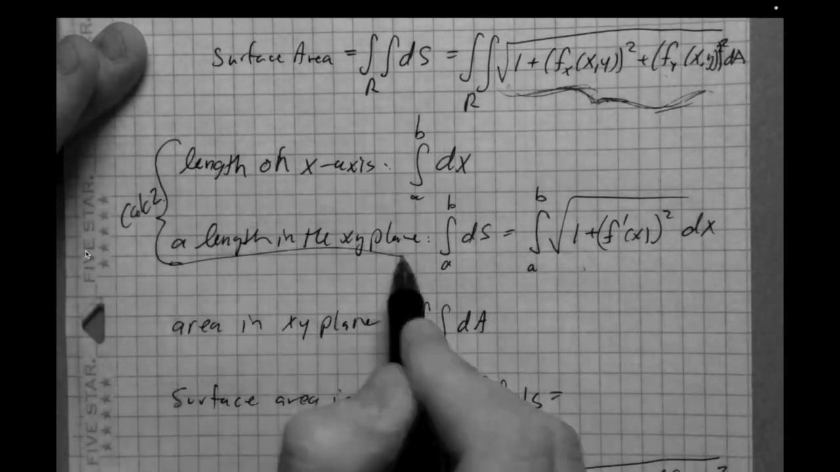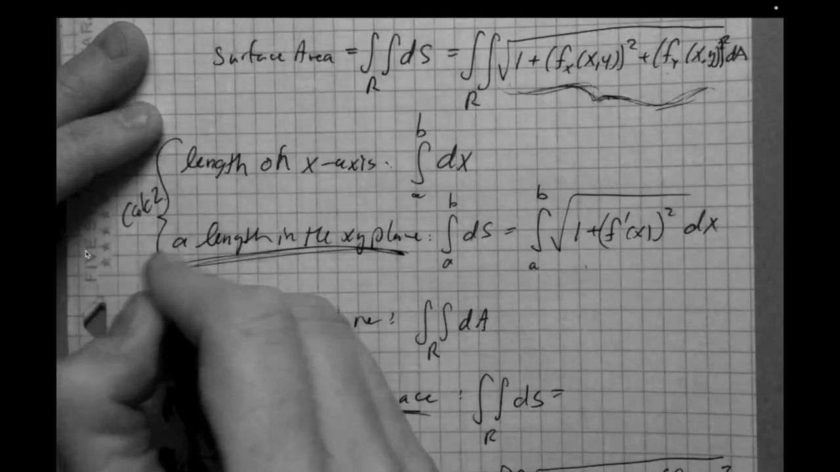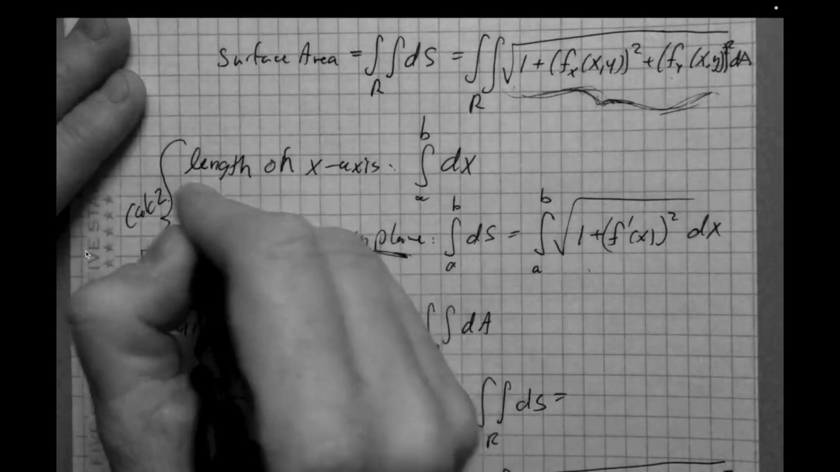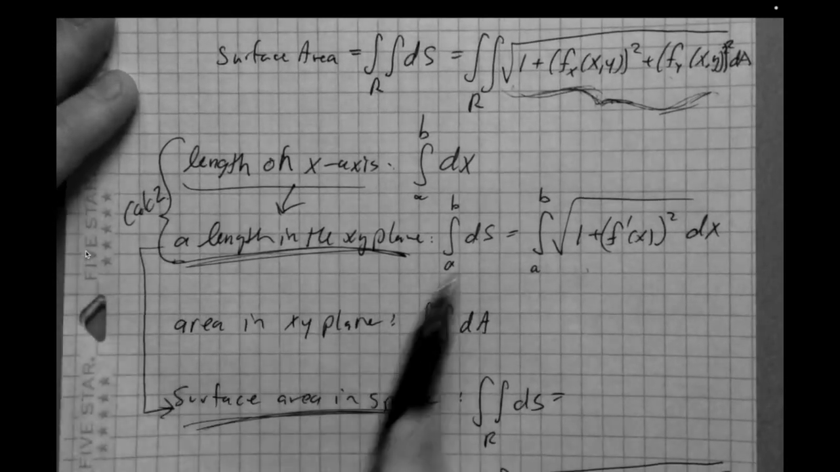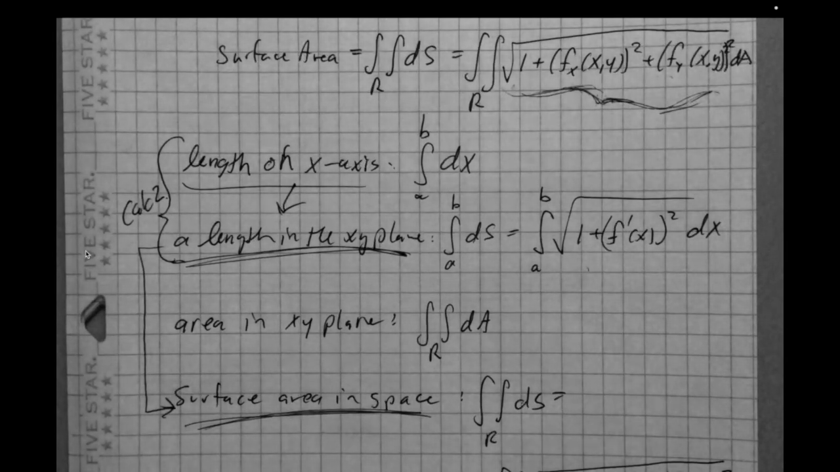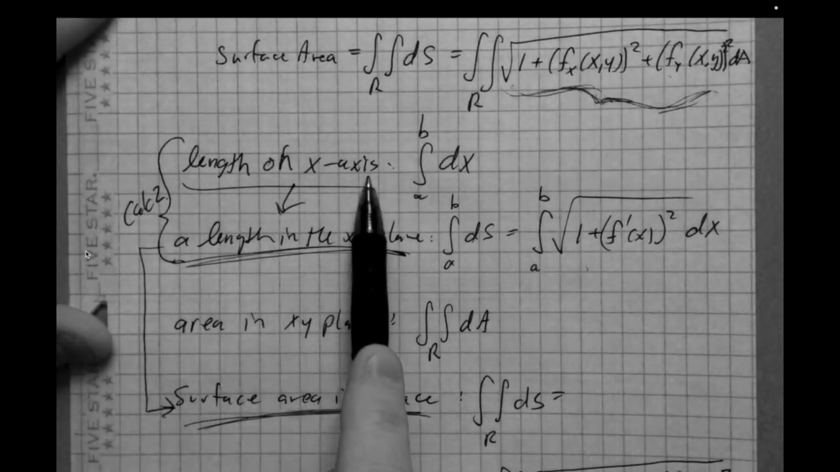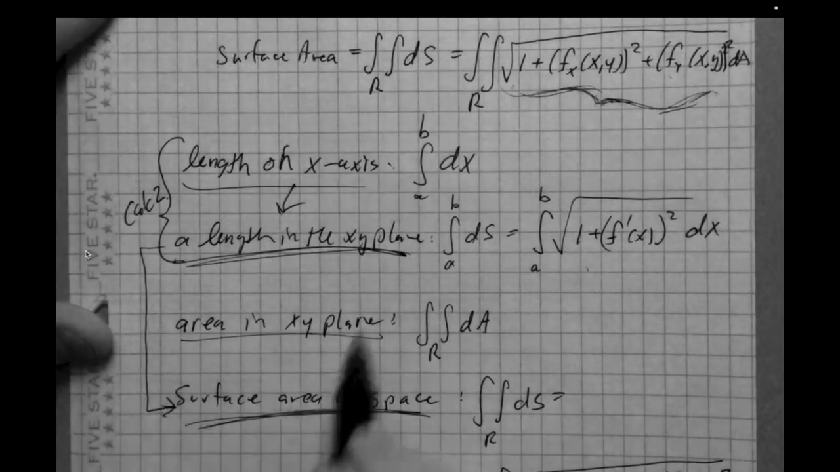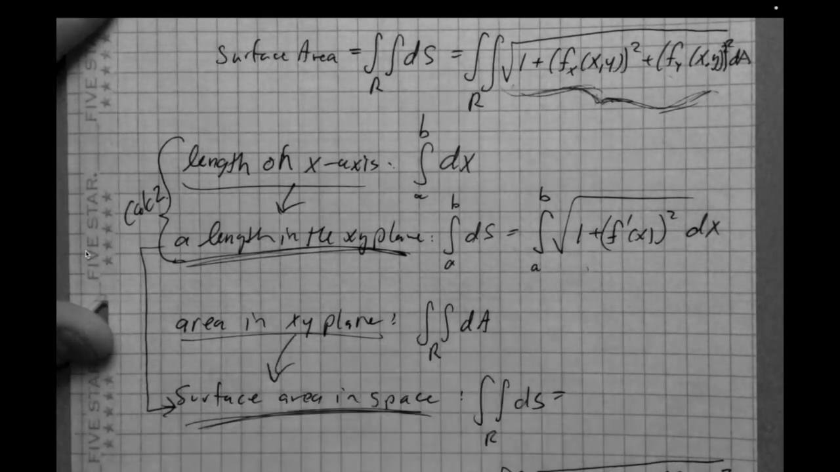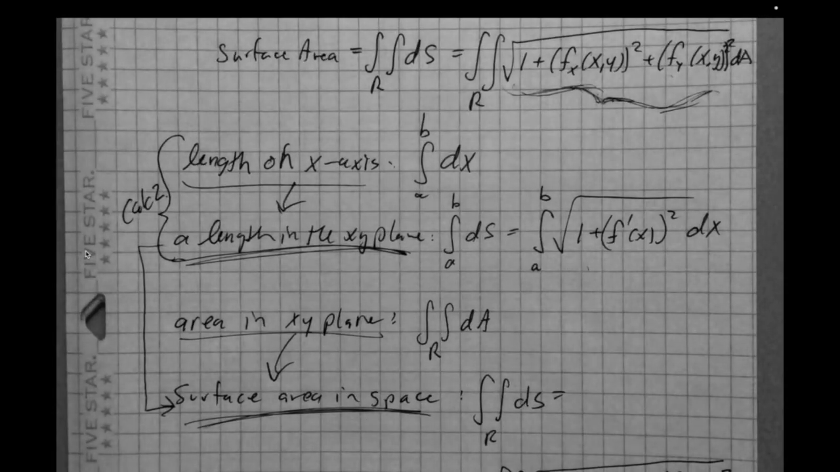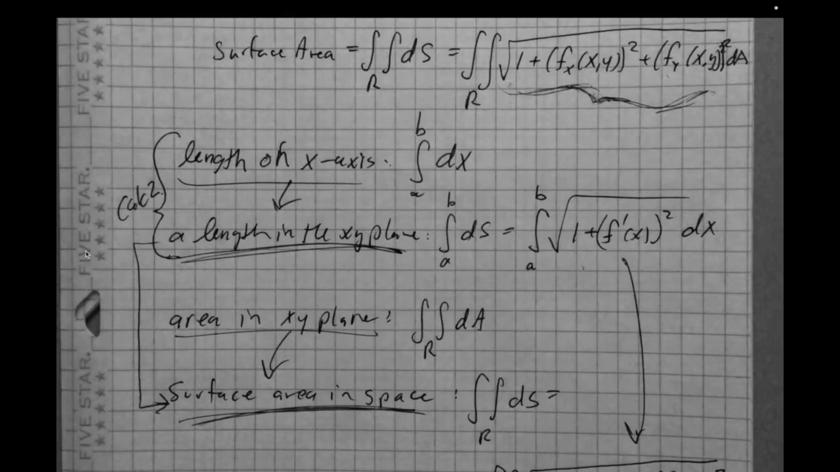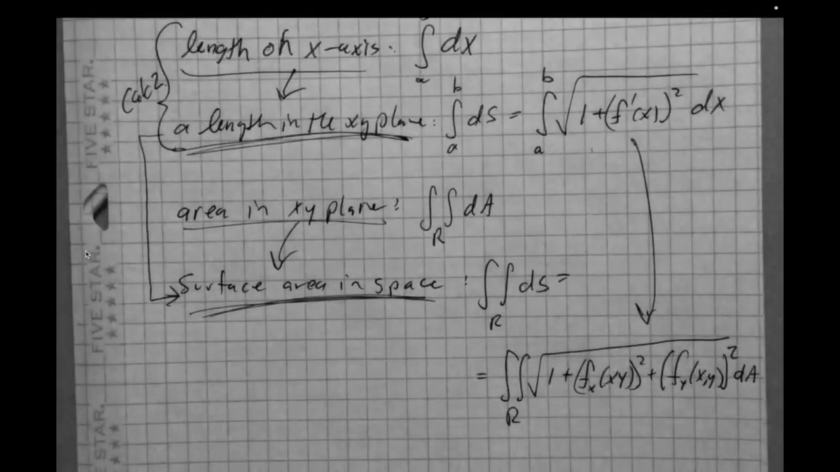Right, so you see how this one and this one are kind of similar, right? They both take the simple idea and blow it up into the next higher domain, right? So here we take the simple length on the x-axis and we blow it up into a length of a curve in the xy plane. Here we take the area in the xy plane and we blow it up into the surface area of an arbitrarily curved surface in space, right? And you can see both of them incorporate the derivative into the integrand. Okay.